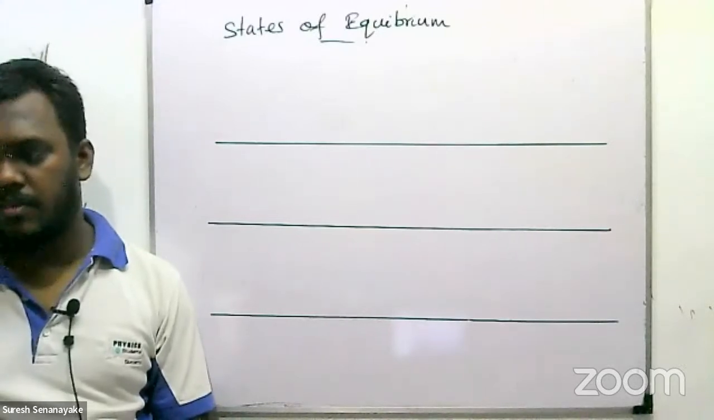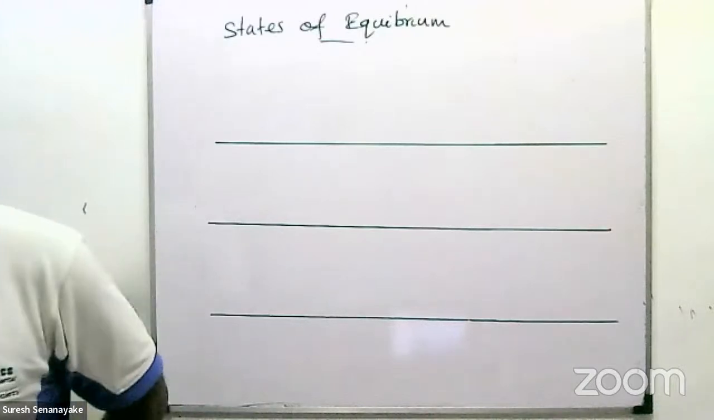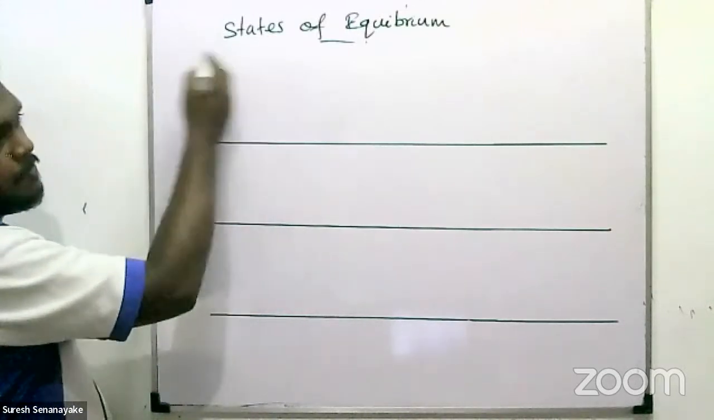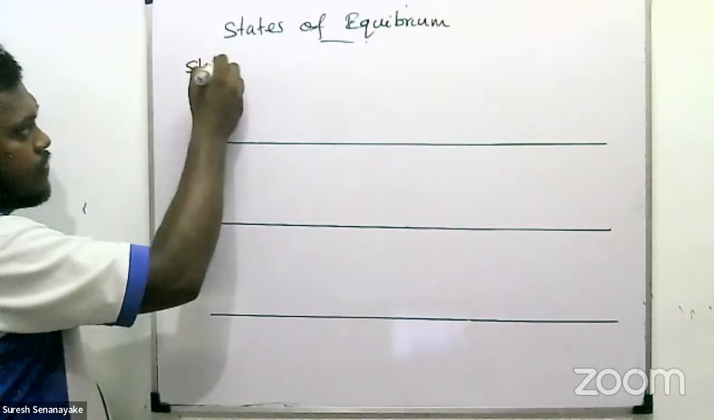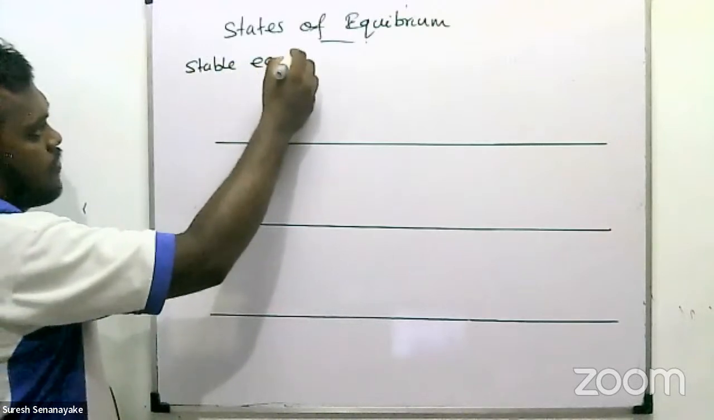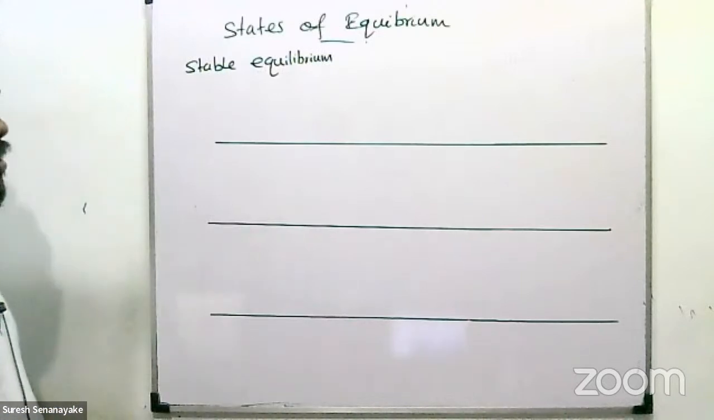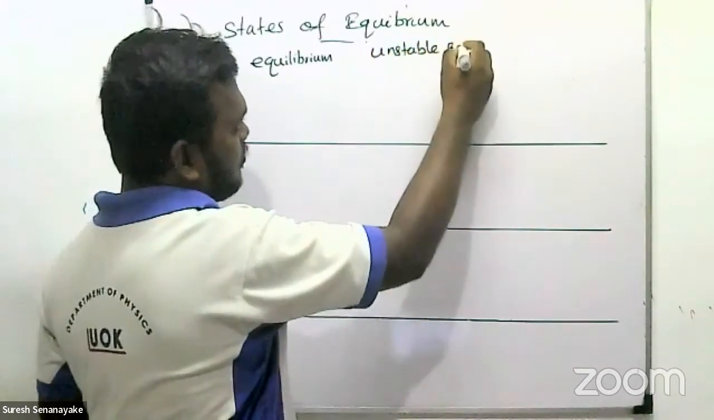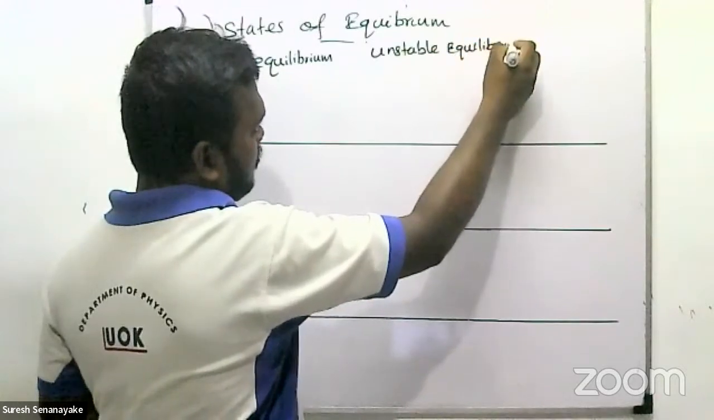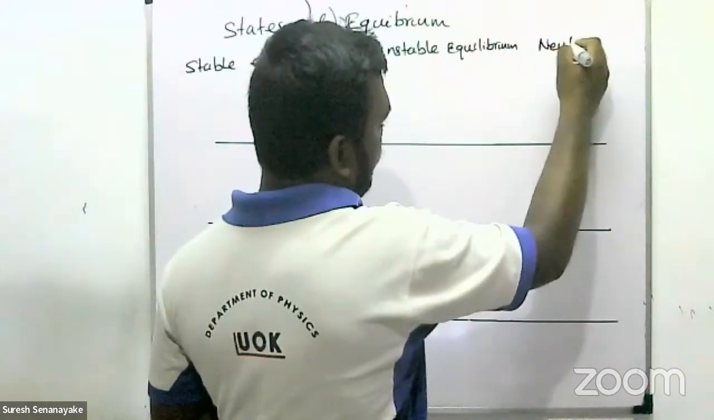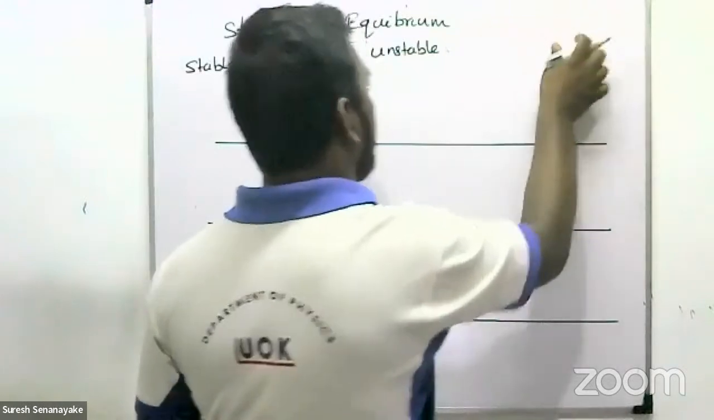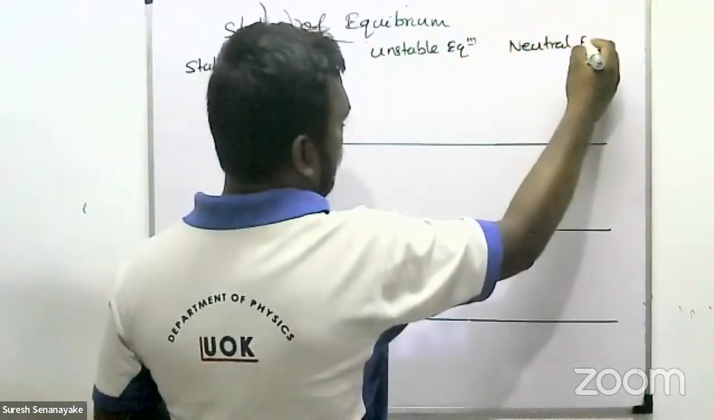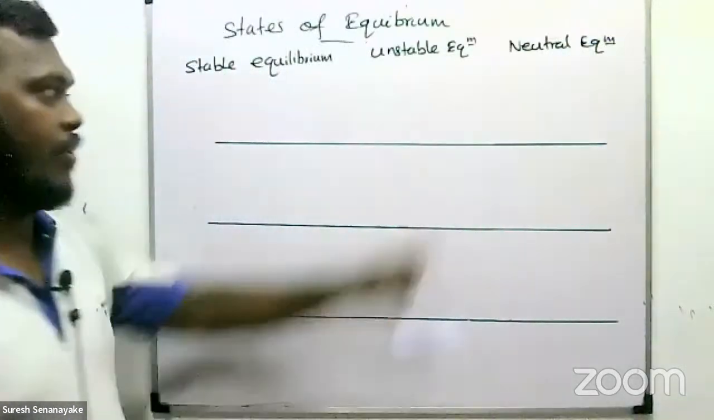The three main states of equilibrium are: first, stable equilibrium; second, unstable equilibrium; third, neutral equilibrium.